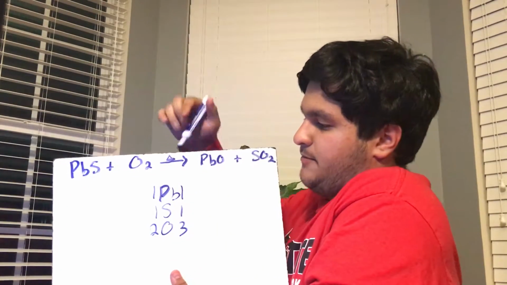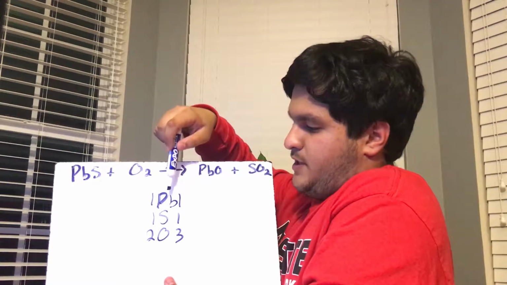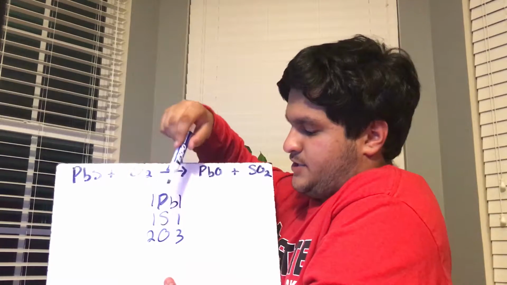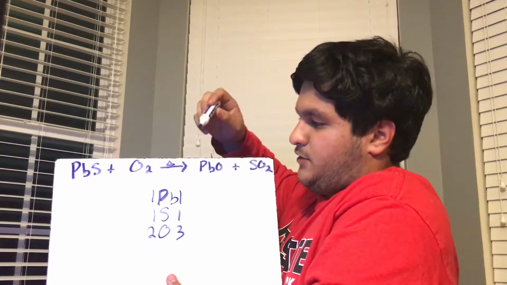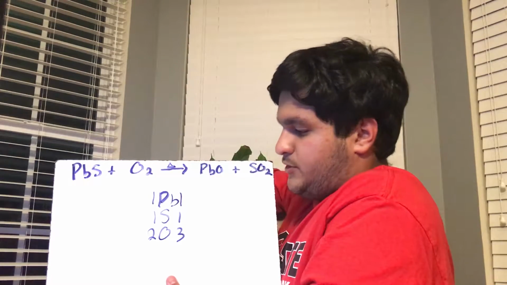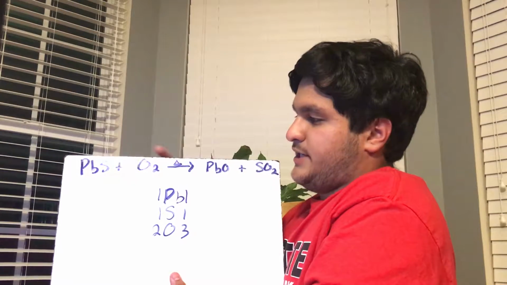Our goal is to have the same number on the left and right side of every element, and we see that is true for the lead and the sulfur, but not for the oxygen. So we have a 2 and a 3, so what we want to do is find the least common multiple, which is 6. So we want 6 oxygen on the left and 6 oxygen on the right. To get 6 oxygen on the left, we can write a 3 right here.